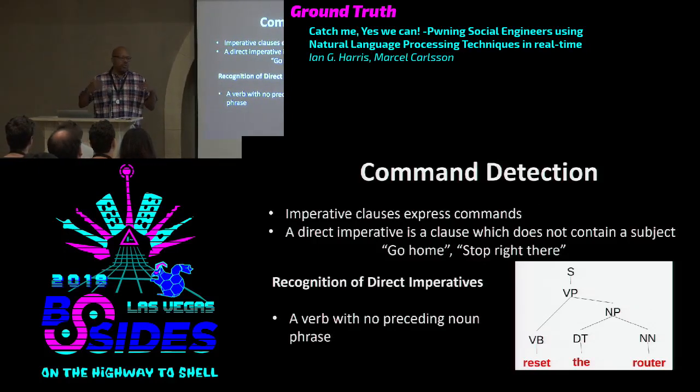Social engineers often do that. They want to soften it. They don't want it to seem like an order, so they say it in a nicer way. Another thing they do is suggest: you could go home. You should go home, right? It would be good if you went home, right?